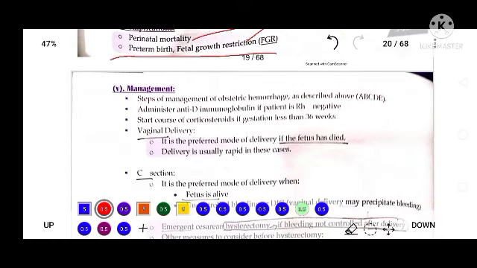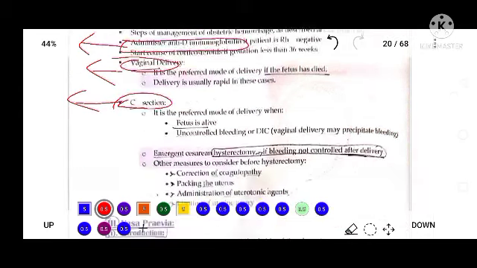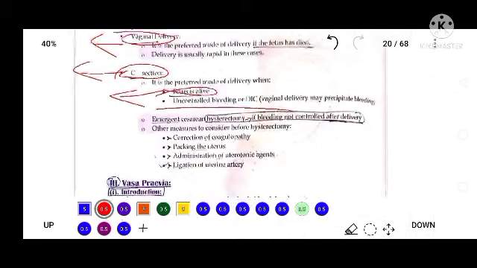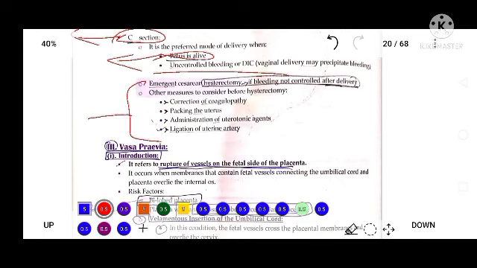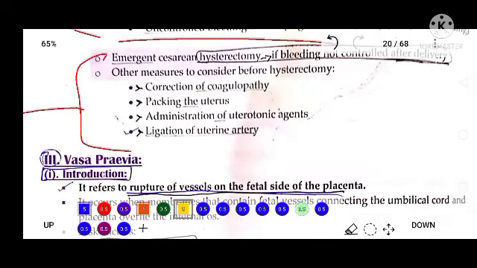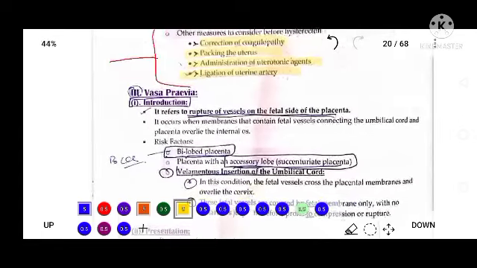The management of this condition is vaginal delivery with administration of anti-D immunoglobulin, and C-section should be done if the fetus is alive. In this way, we can manage the fetus and the baby as well as the mother, with correction of the coagulopathy, packing of the uterus, administration of uterotonic agents, and ligation of the uterine artery. So this is the treatment modality for placental abruption.